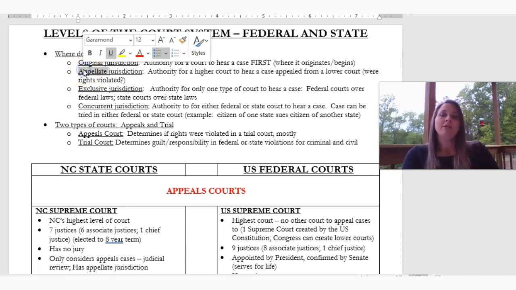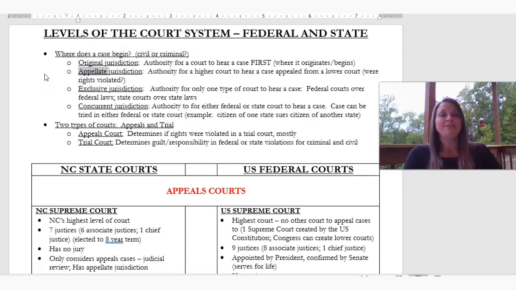Now let's talk about this funny word here. Is it appellate? No, it's actually appellate. Appellate jurisdiction is the authority for a higher court to hear a case that's appealed from a lower court. In other words, it questions: were your rights violated? Appellate jurisdiction actually doesn't introduce any new evidence. They're just looking at your constitutional rights.